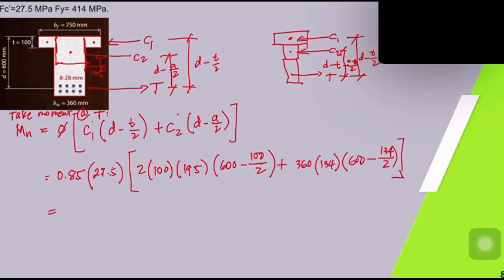And then compute for phi Mn. This is phi Mn. 0.85 Fc prime, the area of concrete is 2 times, dalawa kasi to, 100 multiplied by 195 times the moment arm D minus T over 2 plus 360, so base times height, which is the alpha, 134 multiplied by the moment arm D minus A over 2. So what is phi Mn?